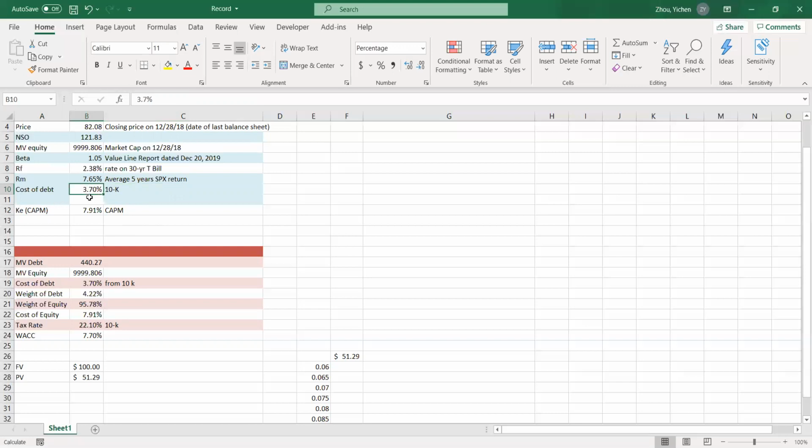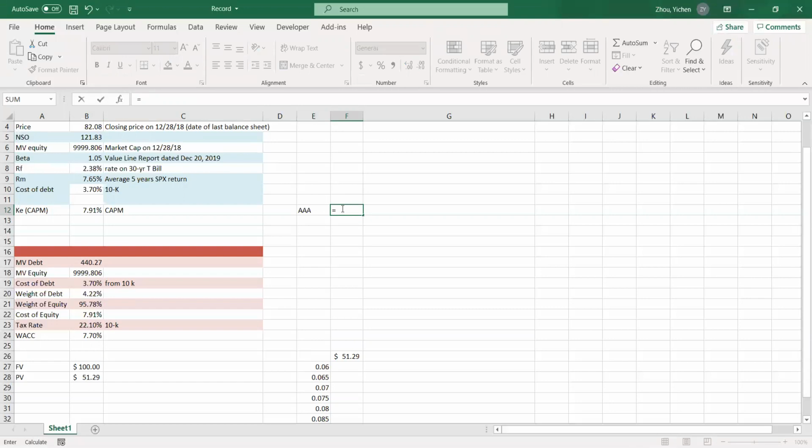And this number is actually more accurate because it's computed by the company, by the insiders. But if you could not find these numbers, you could always use the company's rating to compute the cost of debt. For example, if the company rating is AAA, you could find its bond spread by using different websites.